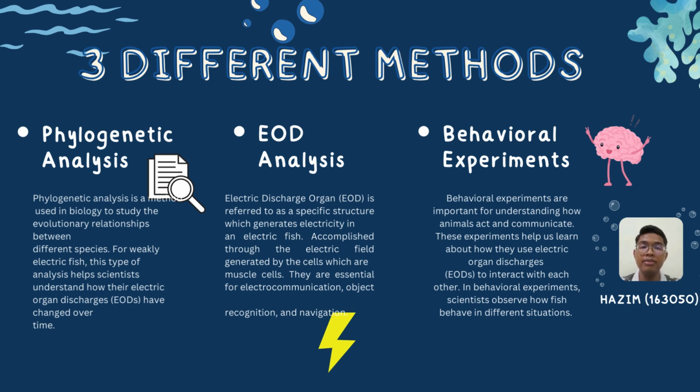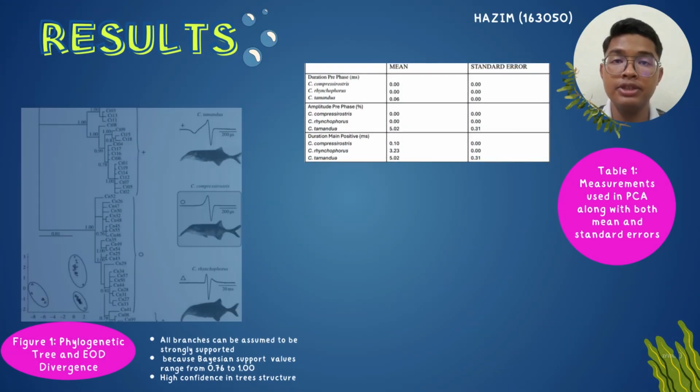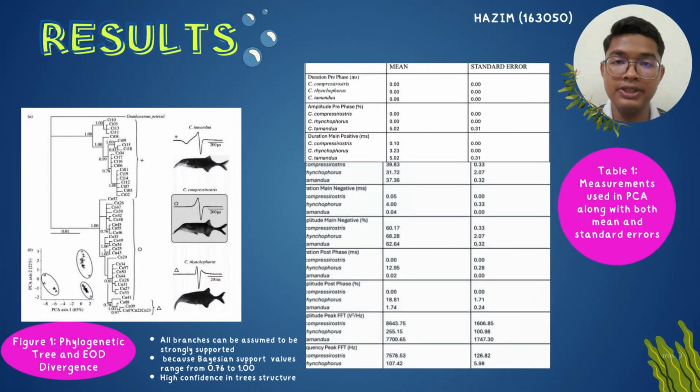The Mormyridae family of fish are known for their weak electric signals. These signals are used for navigation, finding food, and communication. This reviews some of the key findings from behavioral experiments on these fish. In behavioral experiments, scientists observe how fish behave in different situations. The figure shown is an illustration of a phylogenetic tree categorizing three different species.